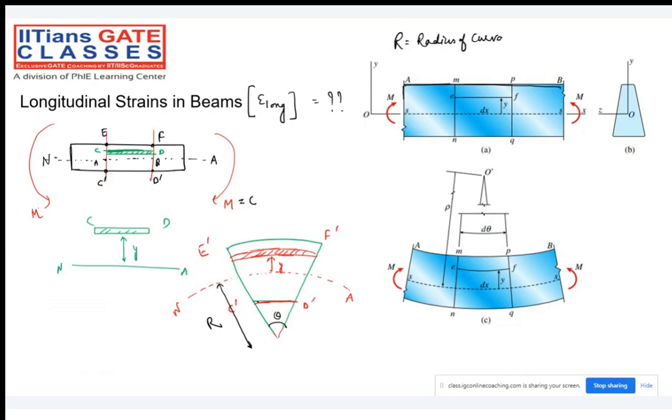I need to find the longitudinal strain for the fiber C1 dash D1 dash, because C dash and D dash we have already considered. So after bending, what will be happening? The normal strain, everybody knows. The normal strain for the CD layer will be for C double dash and D double dash, because C dash and D dash have already been considered.